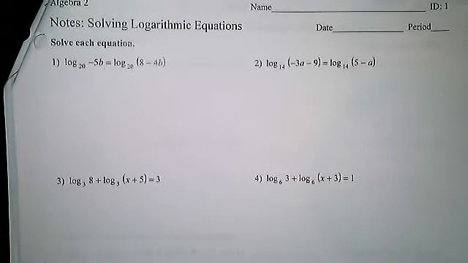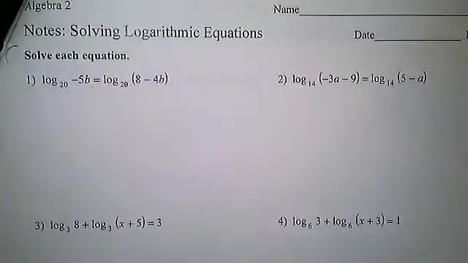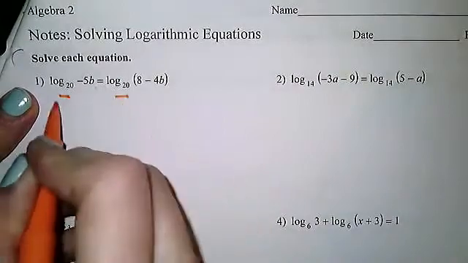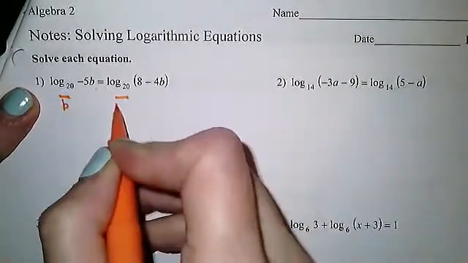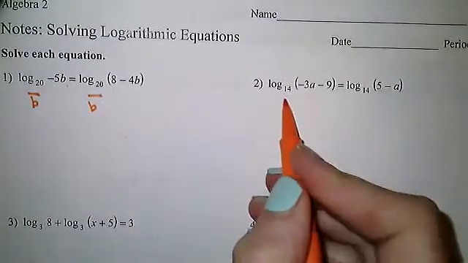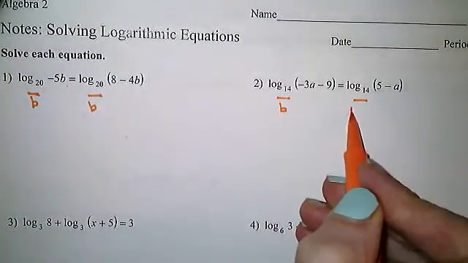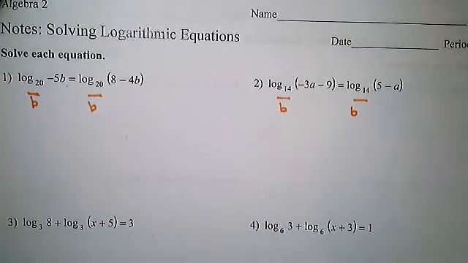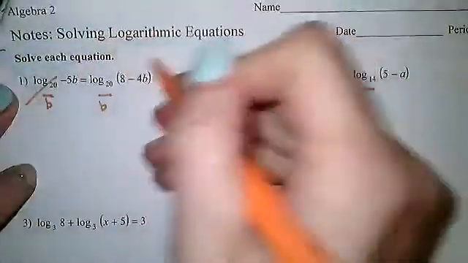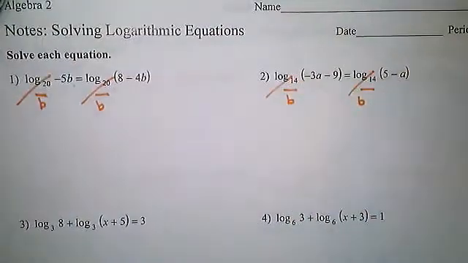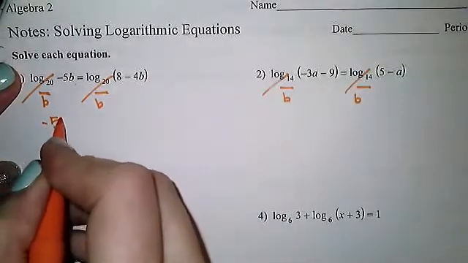So the first two are actually really doable. All you have to do for the first couple is notice that they have the same base. Put a little b there. So they have the same base for both of these. And when you have two expressions that have the same base, it's very similar to when we were solving exponential equations. If you haven't watched that video, maybe watch that one as well. So if they have the same base, you can actually cross the base out and the word log, and then just set the other stuff equal to each other. So that'll look like this.